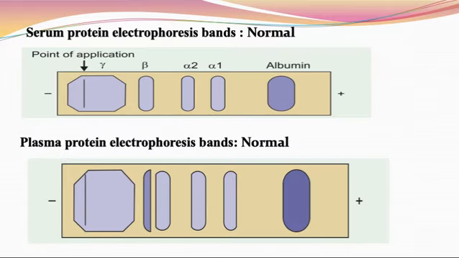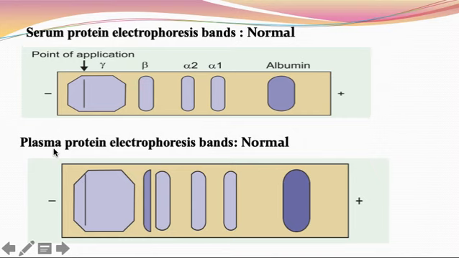Next, coming to the serum protein electrophoresis bands. This is the normal serum protein electrophoresis pattern. This is the point of application. Here we apply the serum sample. And this is the albumin. Albumin moves fast because of its low molecular weight and it has maximum negative charge. And this is the gamma globulin. It has less negative charge and remains near the origin due to its large molecular size.